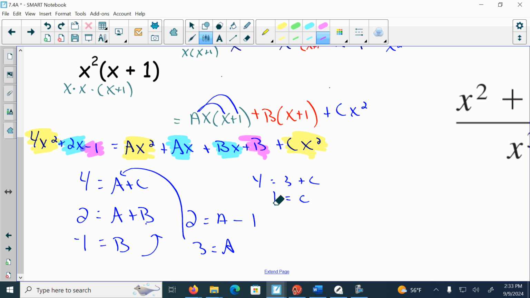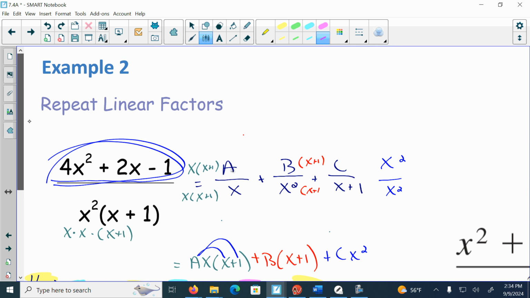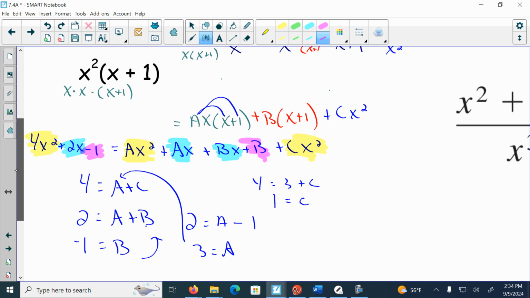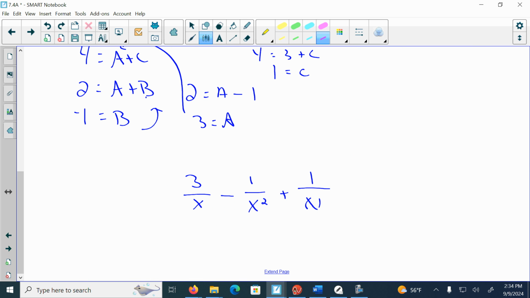Then I go back and I plug it back in. So a was 3. So my final answer is going to be 3 over x minus b, which is 1. That's why that's a minus sign, over x squared. And then c is 1, so plus 1 over x plus 1. That's our answer, we're done.